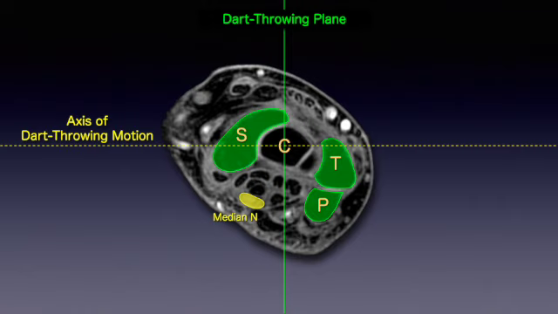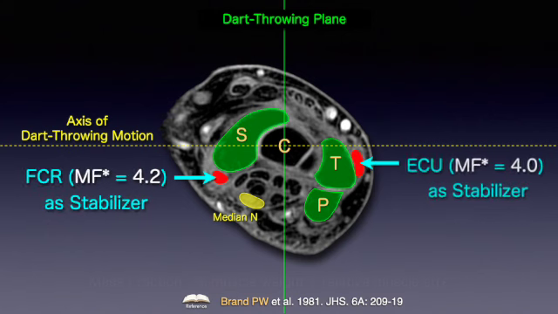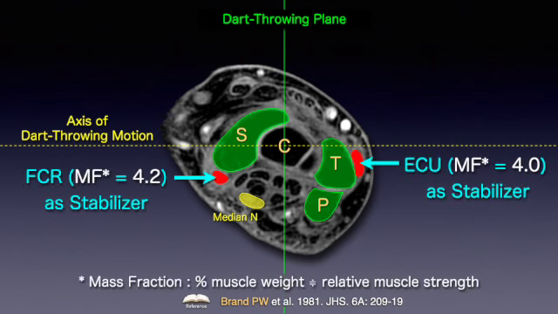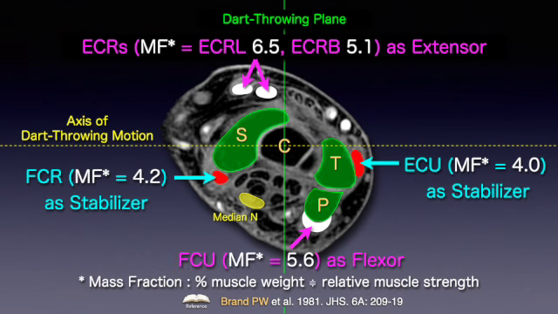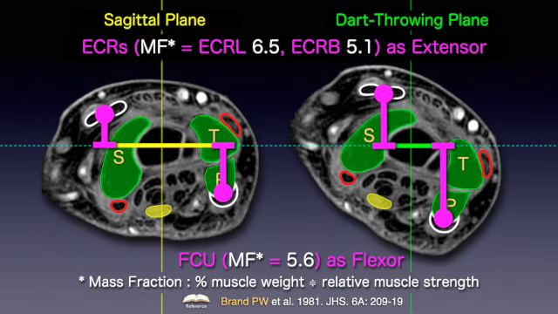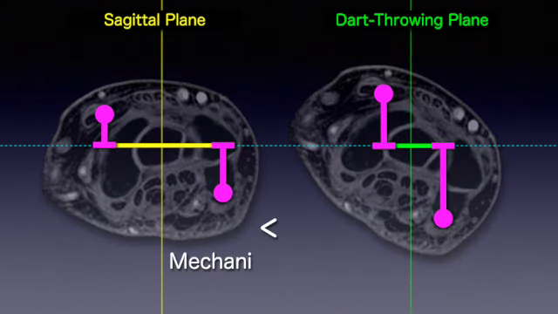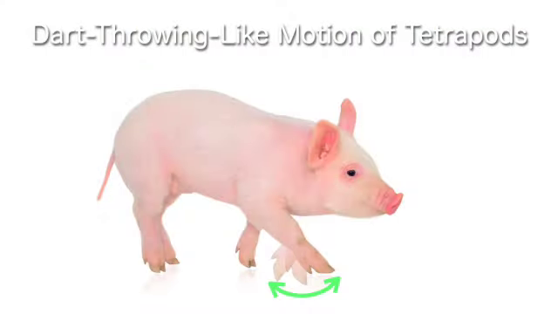Biomechanically, the dart throwing motion has a benefit to produce efficient power: setting FCR and ECU muscles, which have attachments on the proximal carpal bones, as stabilizers of the proximal carpal row, using powerful ECR and FCU muscles as the power source, and using longer and centralized lever arms to obtain greater mechanical advantages. From these points of view, it is considered that the dart throwing-like motion might be a fundamental motion of the wrist joint that all mammals inherited from their common ancestor.